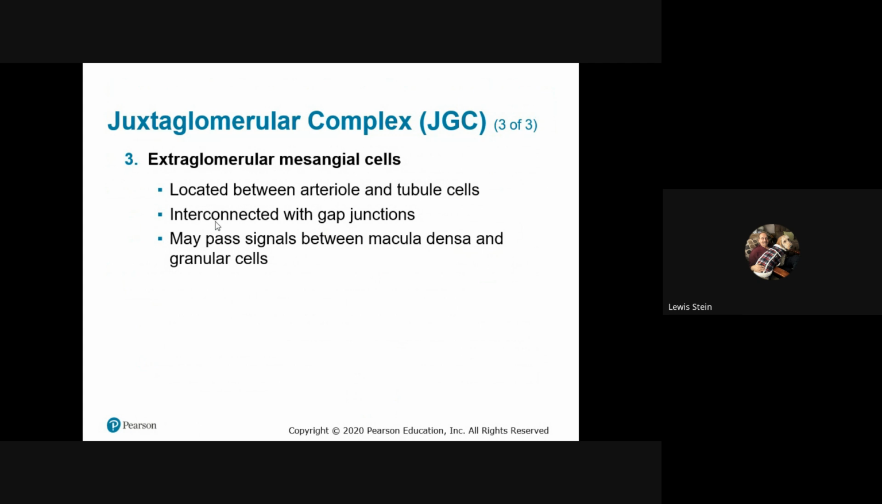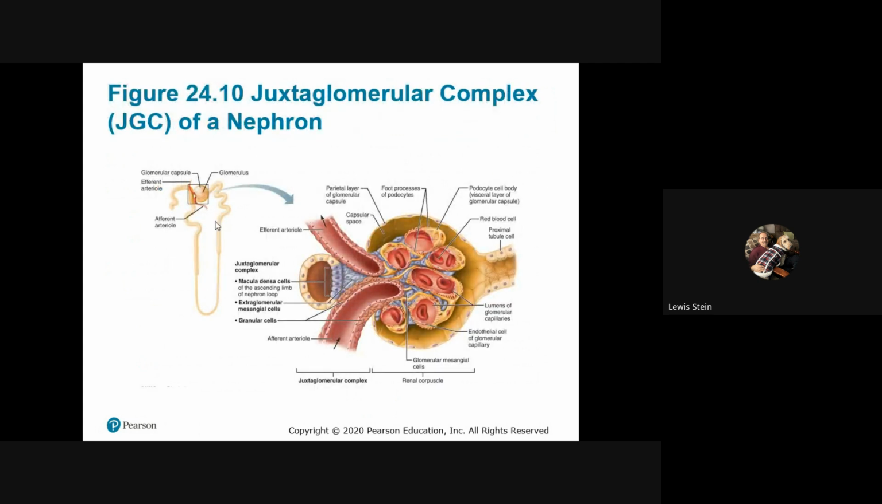So mesangial cells, I think of messenger. Angio means blood pressure, but I remember the name because I think of messenger. And it's a really good illustration. Here you can see those extraglomerular mesangial cells. Typically, the smooth muscle apparatus is on the afferent, but you can have some on the efferent arteriole. They're in close proximity.